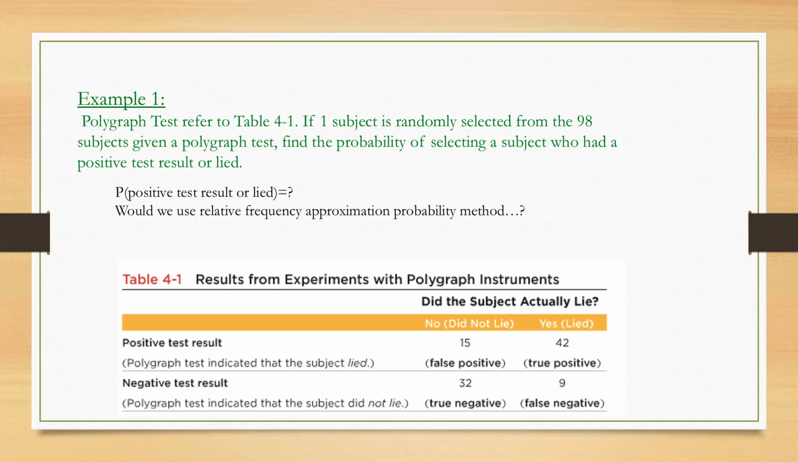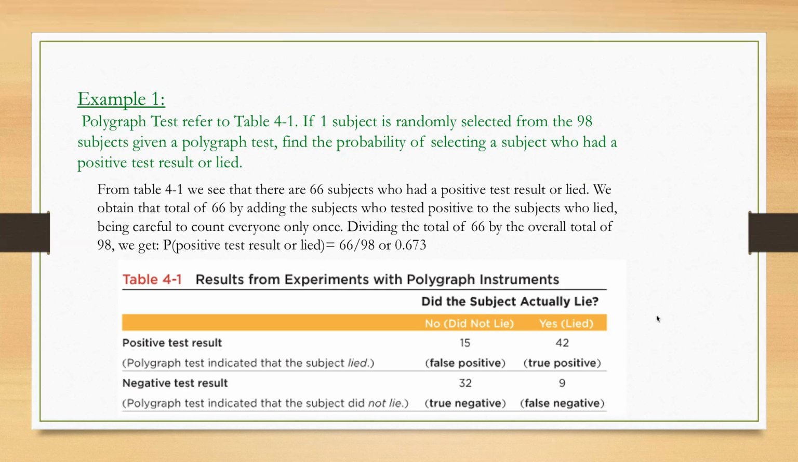So intuitively, what you can see is the probability of a positive test result or lied. Positive test result, these two, or lied. Well, you've already counted that one, and this is the next one you have to count. So you'd add those three values together, and that would be the total number of ways that could occur, and then we have to divide by the total sample size, which would be all 4 digits added together. So again, you should get 66 divided by 98.